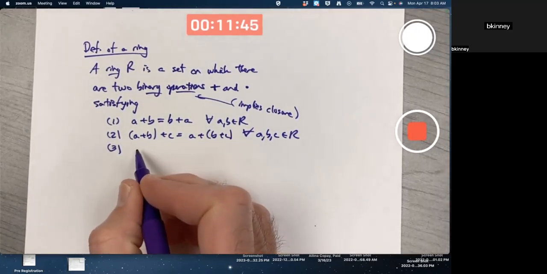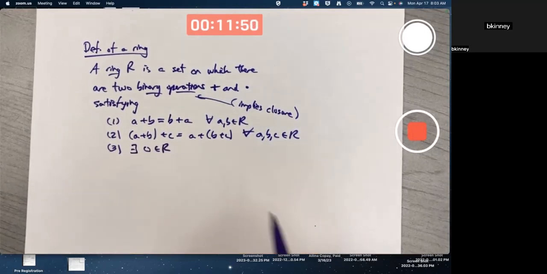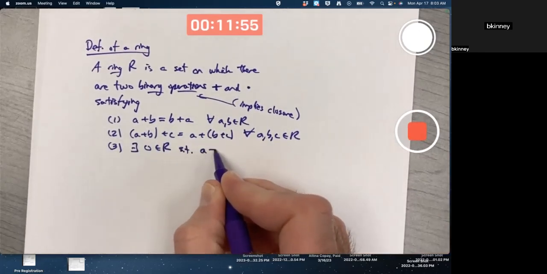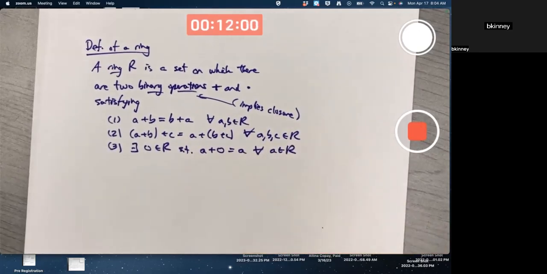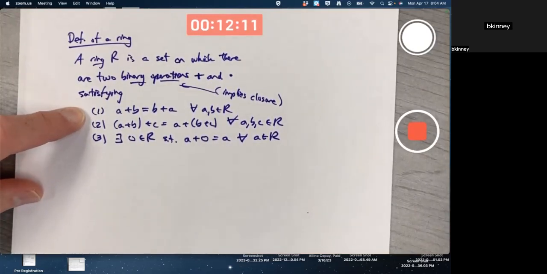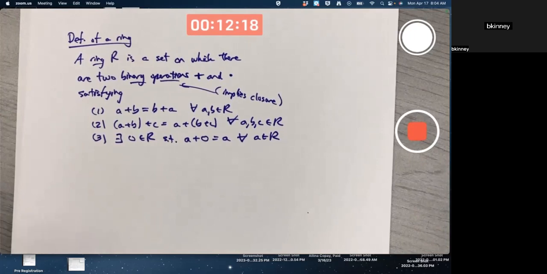Anyway, coming back to the definition here, there is a zero. There exists an additive identity labeled 0 such that a plus 0 equals a for all a in R. Do I also need to write that 0 plus a equals a for all a in R? I don't have to write it, because I'm already assuming it's commutative under addition. It's an abelian group under addition. So if I write a plus 0 equals a for all a in R, it also means 0 plus a equals a for all a in R.